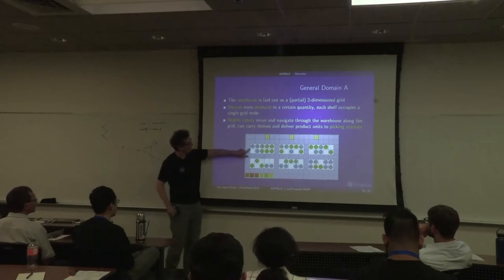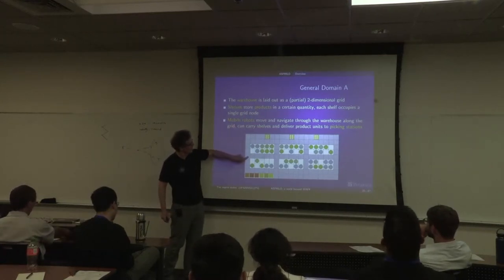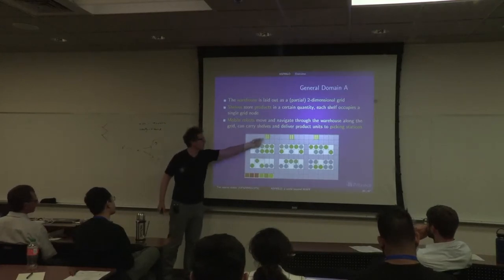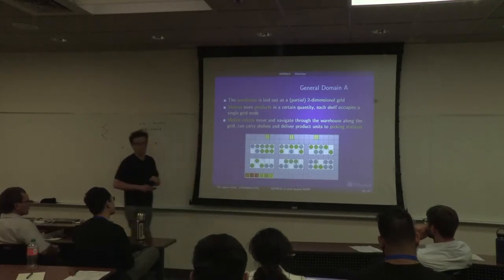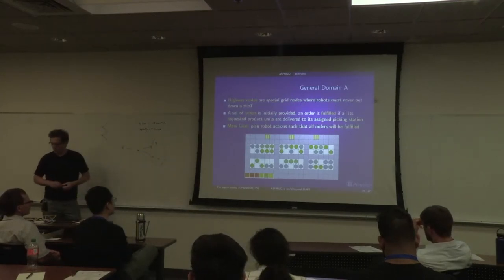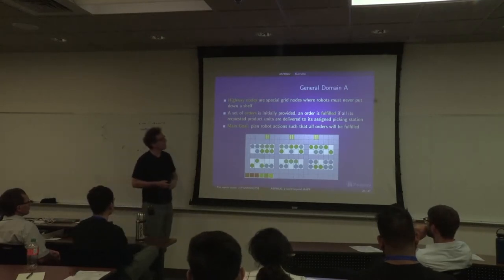So the white spots here are just storage areas. Robots can park here. The violet ones are highways, so you're not allowed to park here. Like picking stations. I think now I more or less explained everything on that. Good. So such a scenario is initially provided, and then orders have to be fulfilled.